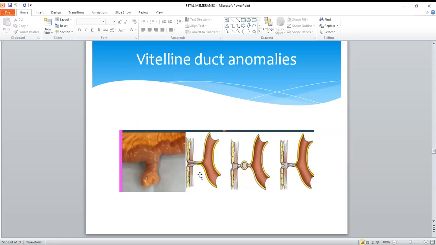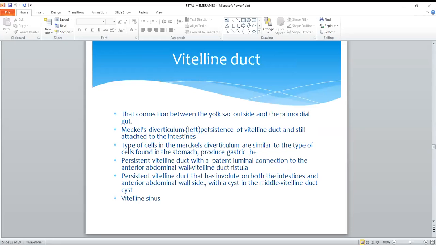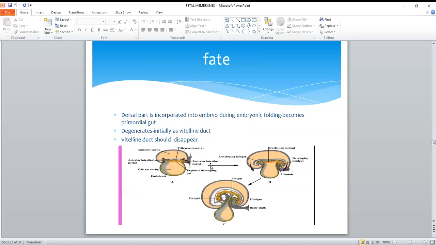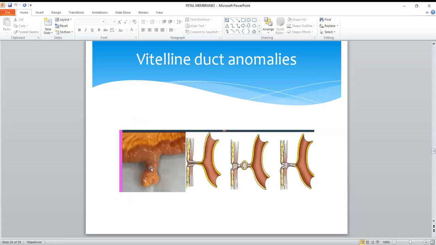So we have something known as Meckel's diverticulum. This one here is the Meckel's diverticulum. So on the left, it's persistence of the vitelline duct and it's still attached to the intestines. The type of cells in the Meckel's diverticulum are similar to the type of cells found in the stomach, so they usually are acidic. So you can imagine what can happen. Here we have the persistence of this vitelline duct, but with a connection to the intestine.